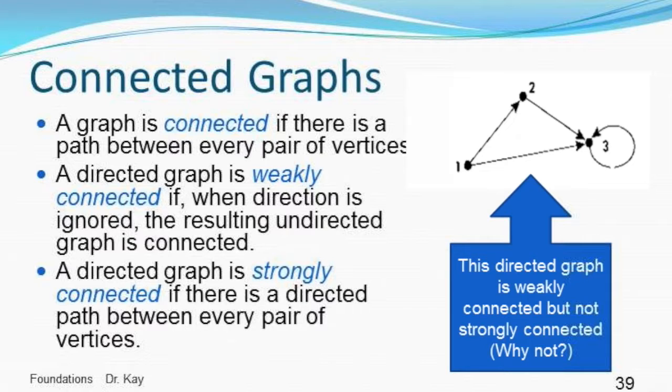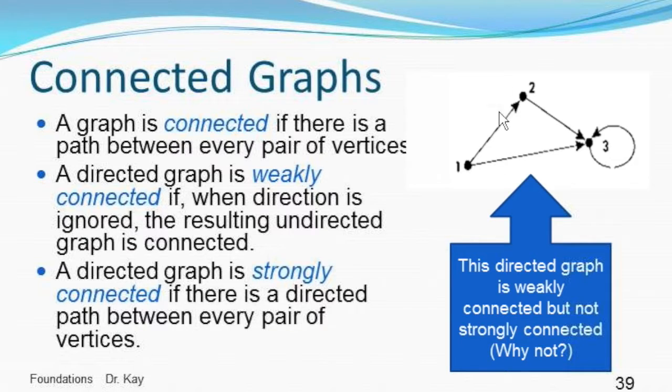So here's a sample graph, and I said in the blurb here, here's just my definitions again, but this graph is weakly connected but not strongly connected. And the question is, why not? And there's lots of places you can show why this isn't strongly connected. For example, I can show you it's not strongly connected because there is no way to get from 3 back to 1, right? Do you see that? There's no path from 3 to 1.